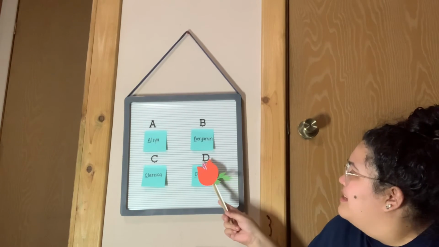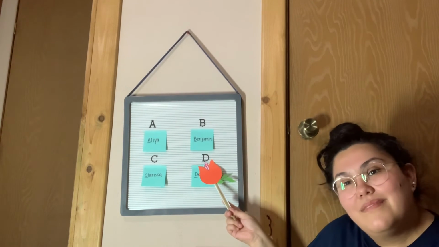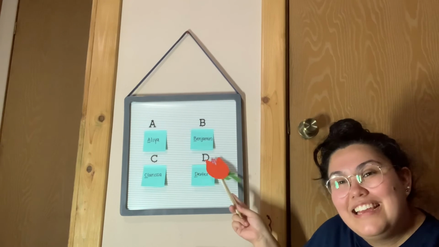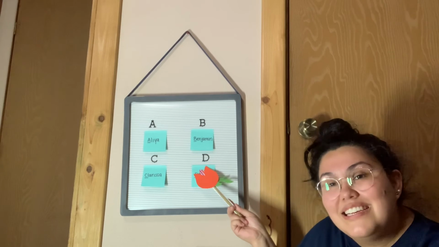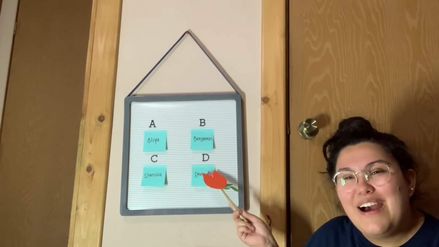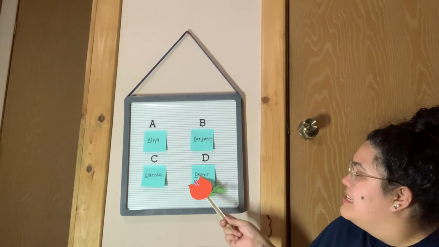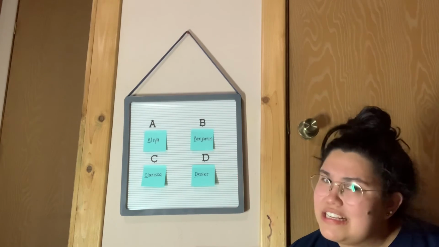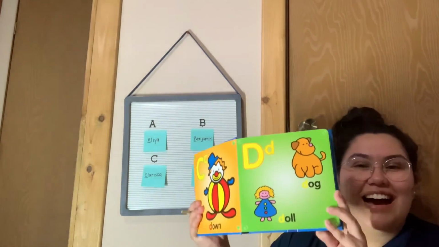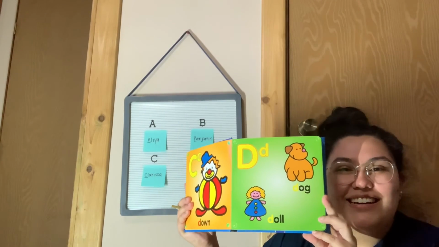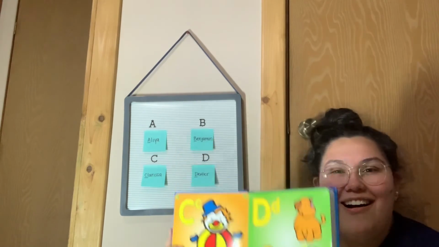All right, what's this letter? The letter D. And what sound did the letter D make? D, D, D. Good job, boys and girls. Now, besides Dexter, what's another word that starts with the letter D? Good job. Dog and doll.